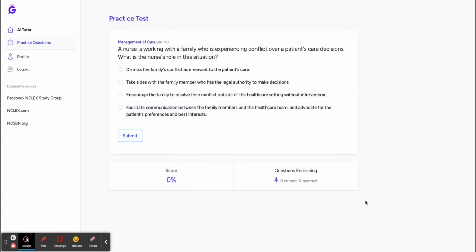How about this one? A nurse is working with a family experiencing conflict over a patient's care decisions. What is the nurse's role in this situation? Is it A. Dismiss the family's conflict as irrelevant to the patient's care? B. Take sides with the family member who has the legal authority to make decisions? C. Encourage the family to resolve their conflict outside of the healthcare setting without intervention? D. Facilitate communication between the family members and the healthcare team and advocate for the patient's preferences and best interests?